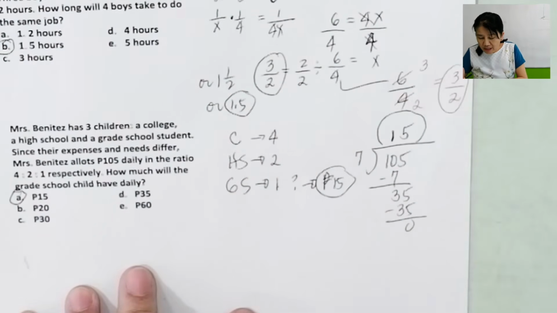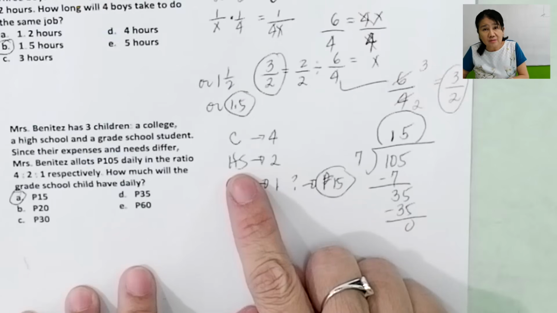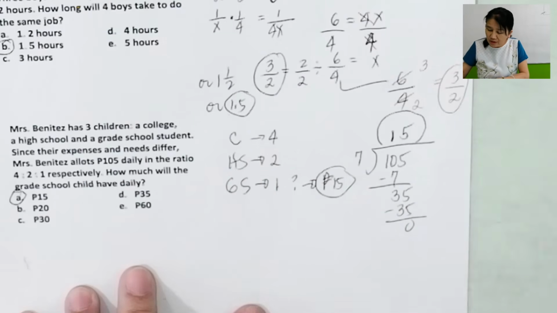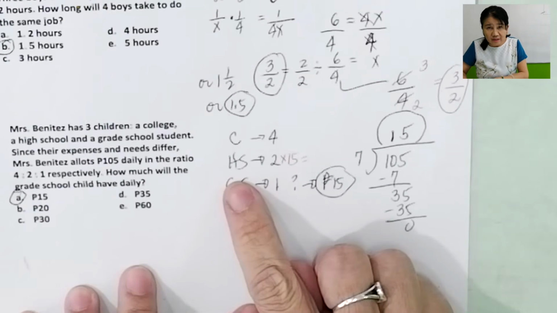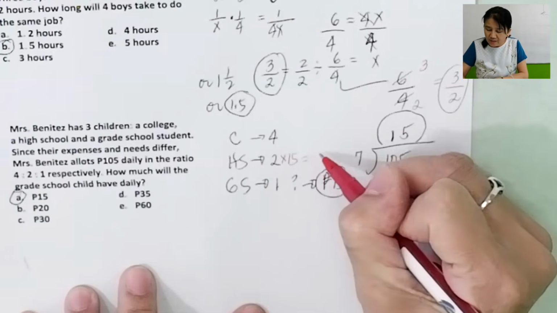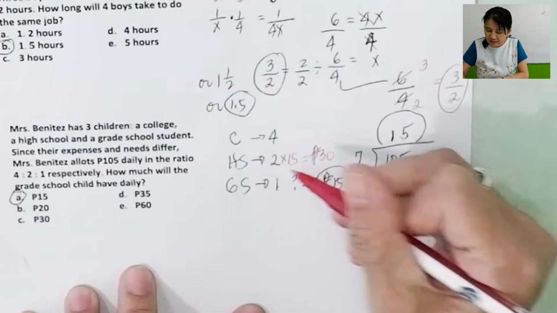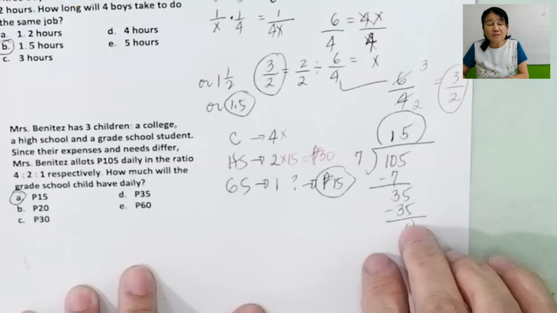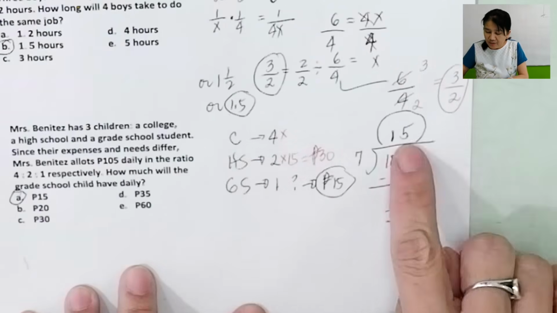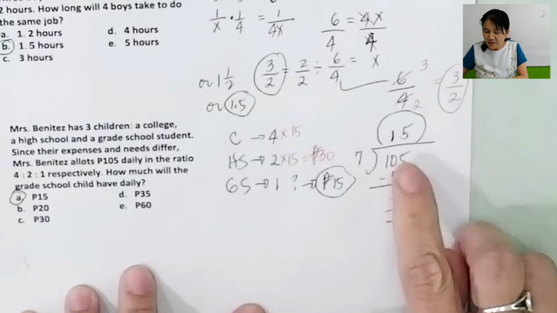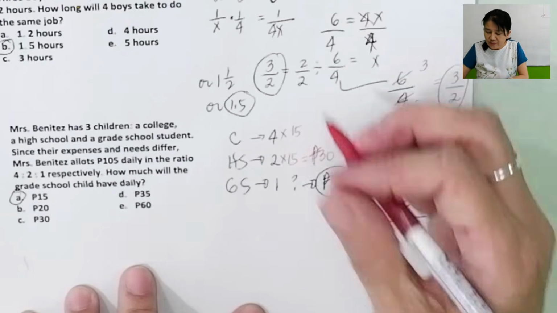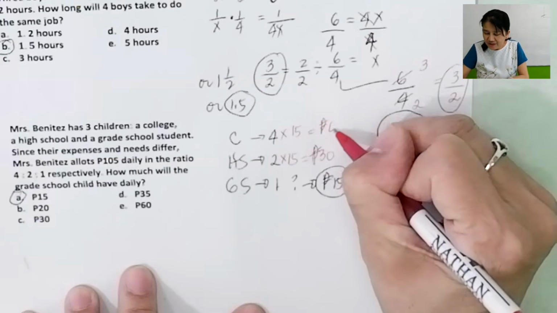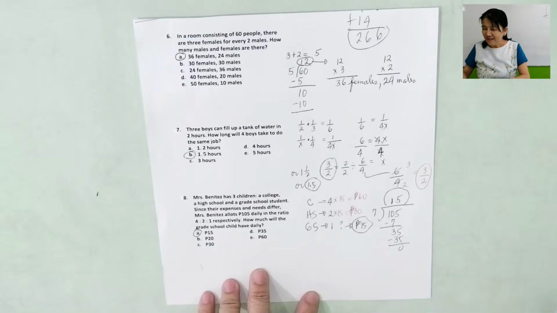What if the problem asks for the allowance of the high school? All you have to do is multiply 15 times 2, because the high school gets 2 parts. So 15 times 2 is 30. See? And if the problem asks for the allowance of the college student, multiply 15, because 15 is per part, by 4. The college student has 4 parts. 4 times 15 gives you 60 pesos. There. Now let's proceed. Problem number 9.